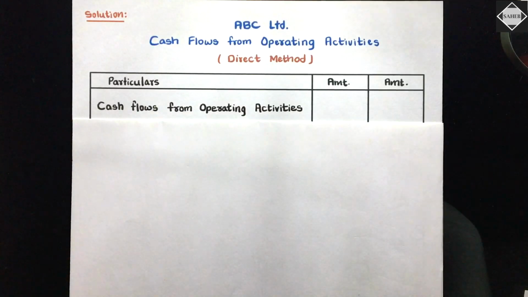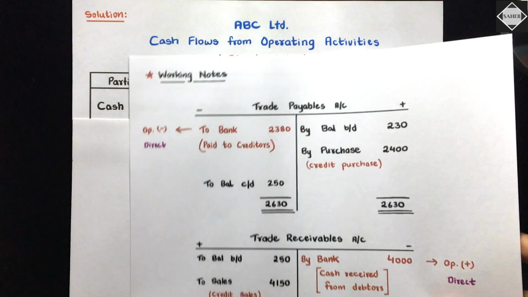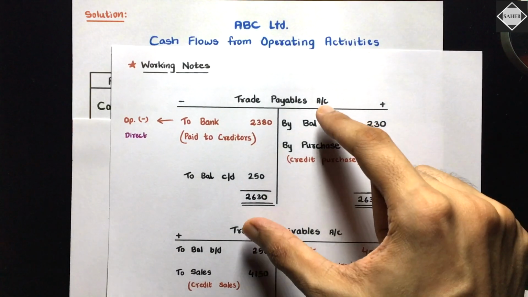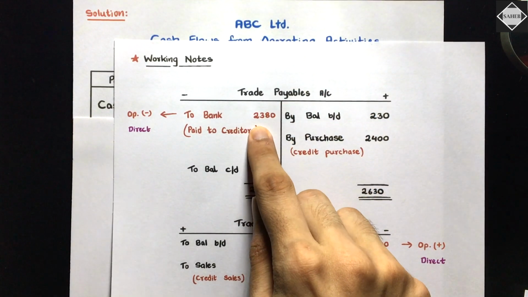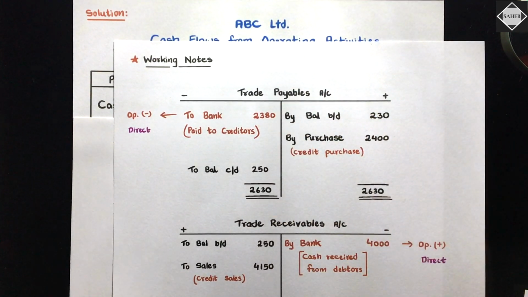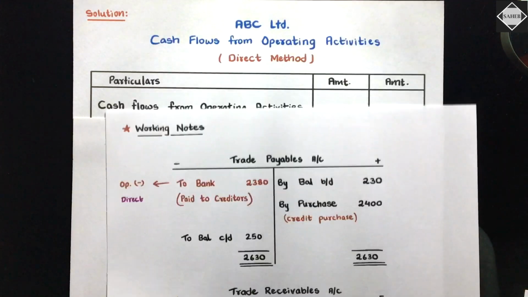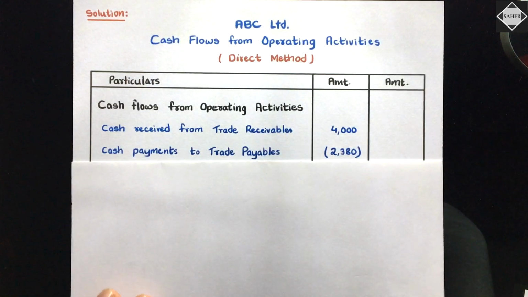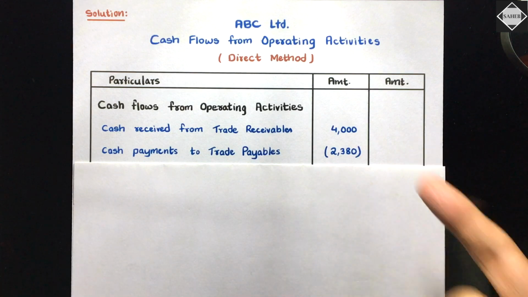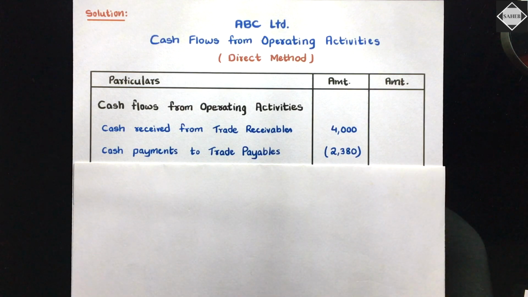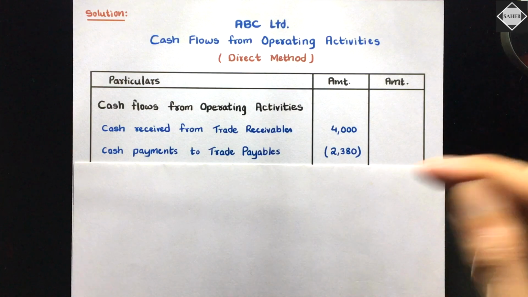So here we'll start from the working notes, right? In working notes, first what did we find? We found out, see here in trade payables, that we have paid to trade payables 2380. Yeah, directly cherry picking. This much money we have paid to creditors. Cash payment to trade payables minus 2380. Okay, just take it as minus. No format, nothing. If money is coming in, just add. If money is going out, subtract.